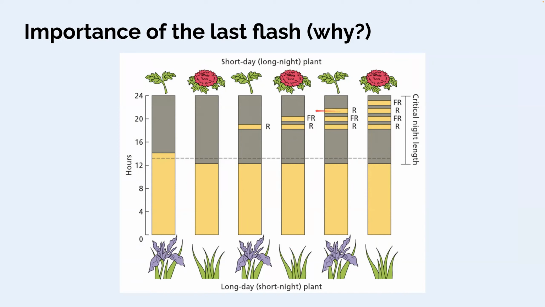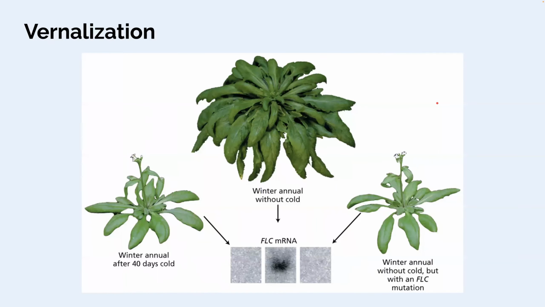And basically, just as long as the last flash was red, it's going to look like it was a short night. As long as the last flash was far red, it's going to look like it was a long night. Plants aren't super bright. This is exactly what they're keying into. Okay, so that was day length and phytochrome.